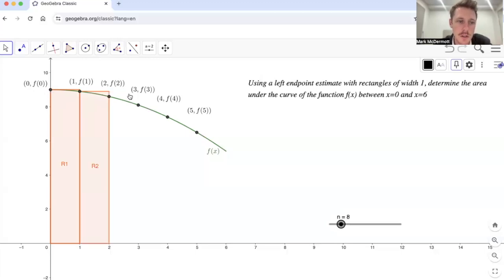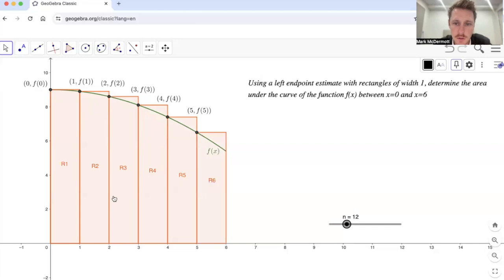Okay, and then we put the next rectangle in. Again, the height of our function now is f of 1, and again, the width is 1. Okay, and then we keep drawing in our rectangles. The height of this rectangle, the left endpoint, is f of 2. The height of this rectangle 4 is f of 3, and then that one, and then finally our sixth rectangle. And so now the question is, what is the area in total?